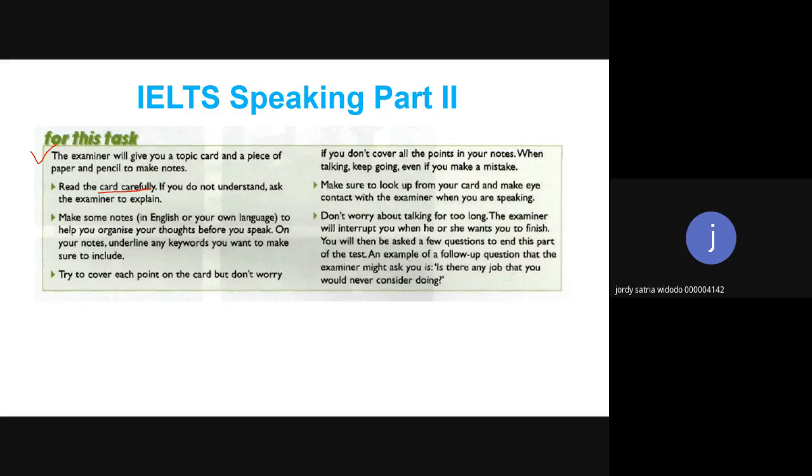If you don't understand, ask the examiner to explain. Yeah, if you don't understand, you can ask the examiner to explain and make some notes in English or in your own language. It's up to you, if you are really capable of writing down the notes in Bahasa Indonesia, it's okay to help you organize your thoughts before you speak. On your notes, underline any keywords you want to make sure to include.